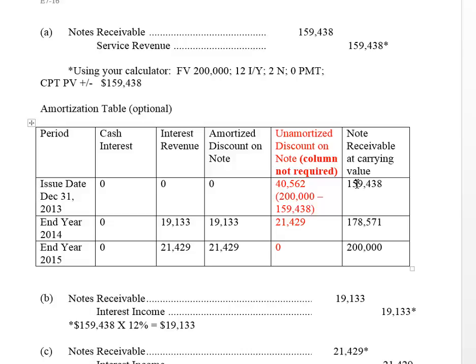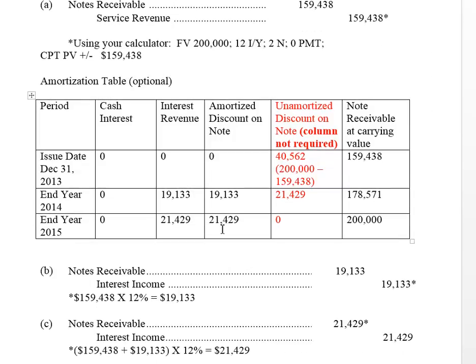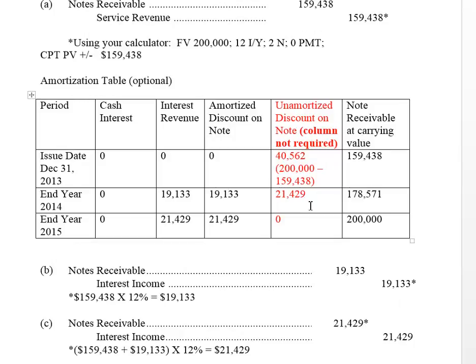So now when we get to the end of 2014, we know we have to book interest revenue. How are we going to calculate it? Well, we're going to take the carrying value of the note to open 2014, which was $159,438, and multiply it by our I/Y, which is 12%, and we get $19,133. That's also going to be the amount of discount that we amortize on the note. So if we took the carrying value of the note and increased it by the amount of discount we're amortizing on that note, the carrying value of the note would now be $178,533.